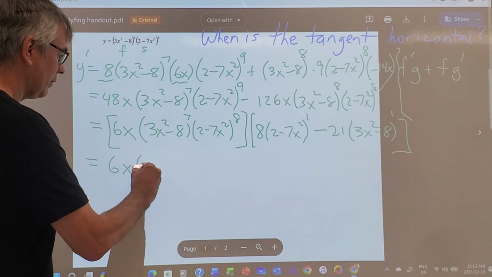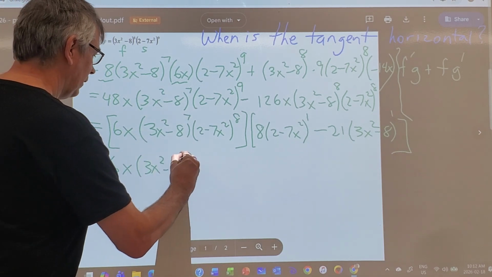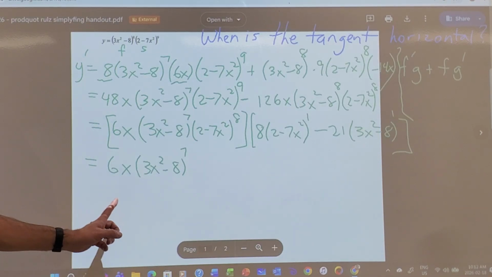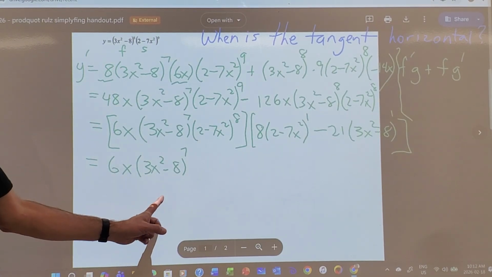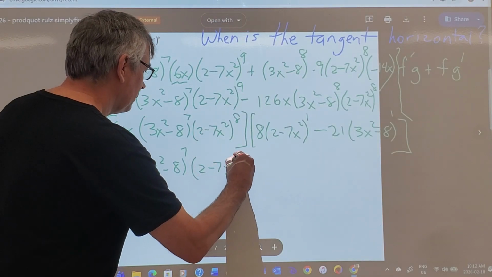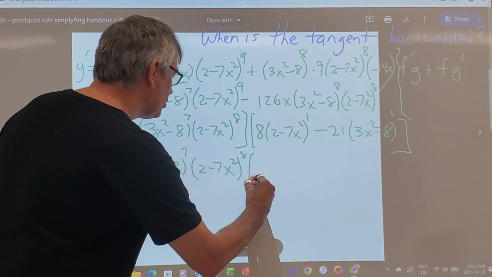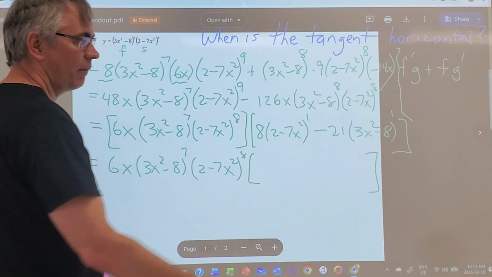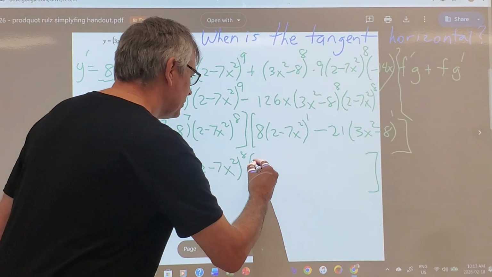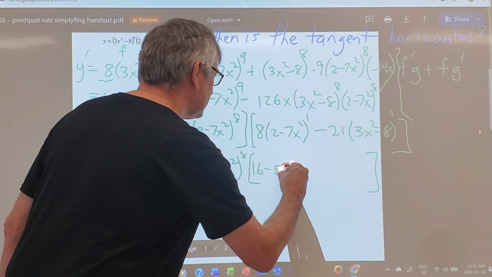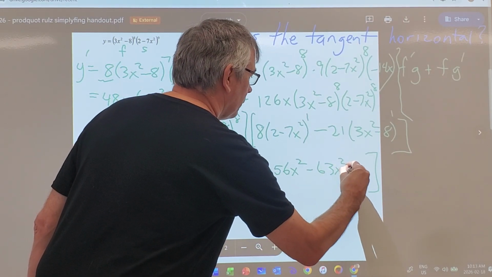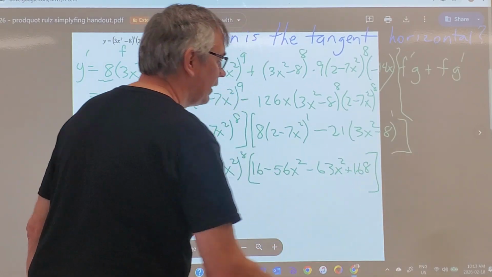Okay, so just a note here. Clever students would notice that we could see there was going to be a 0 here already before we even continue. Same here. You could see zeros coming out of that term. And you can see zeros coming out of this term as well. But the ones that are tricky to find are these ones over here. To find them, we're going to have to expand that and then collect like terms. So you're going to get 16 minus 56x squared minus 63x squared plus 168, I believe that is.